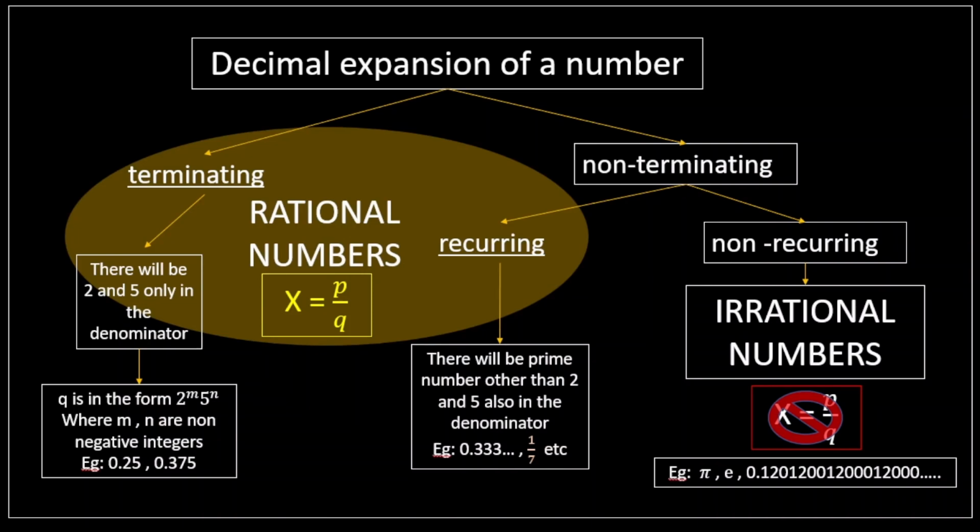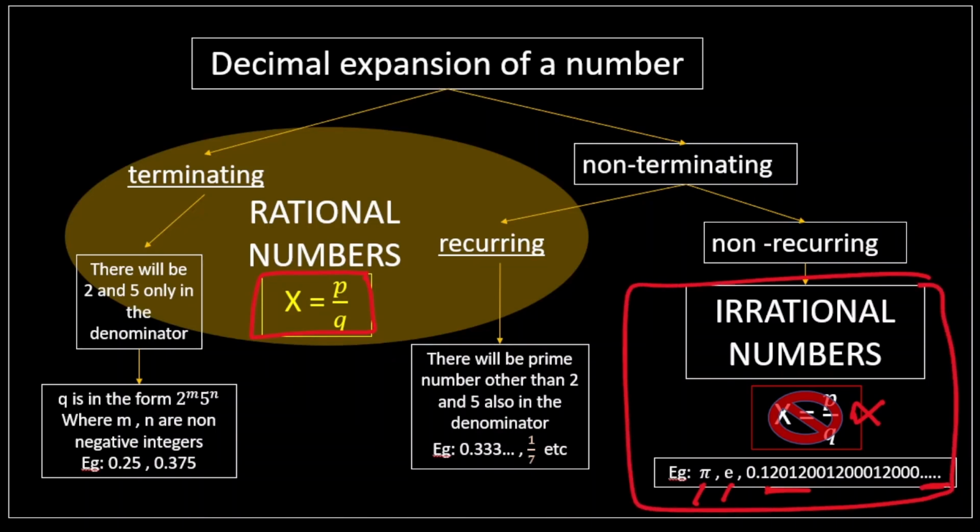Rational numbers can be written in the form of a fraction, whereas irrational numbers we cannot write in fraction form. Examples of irrational numbers are pi, e, and 0.1201200012... There is no pattern which is repeating again and again, and neither is it ending, it is going on and on. So these numbers, pi, e, and this 0.1201 and so on, cannot be written in the form of a fraction. So these are irrational numbers.